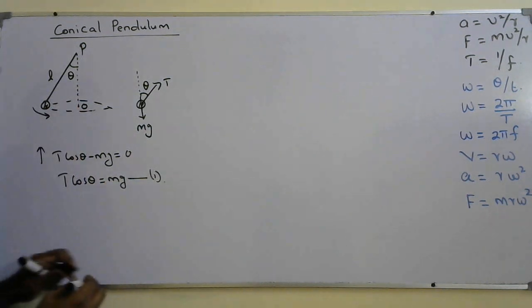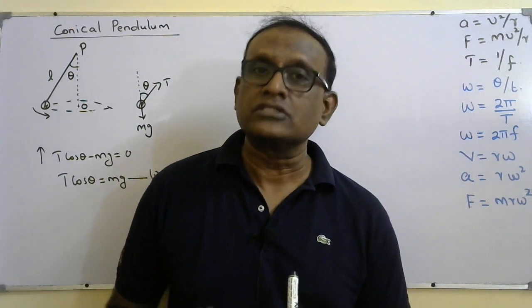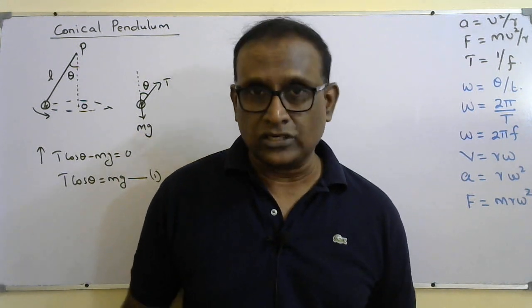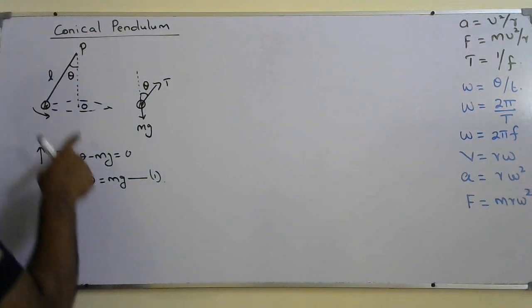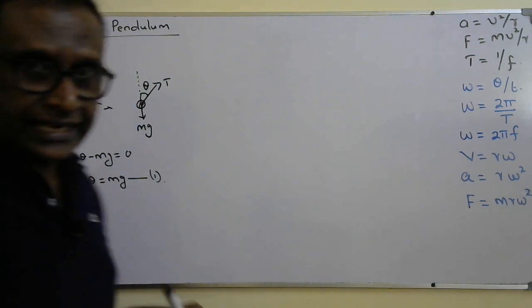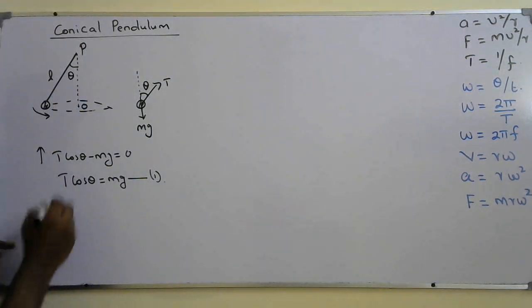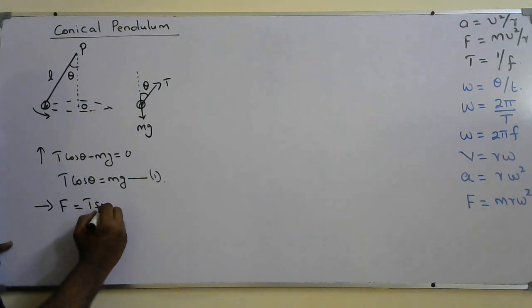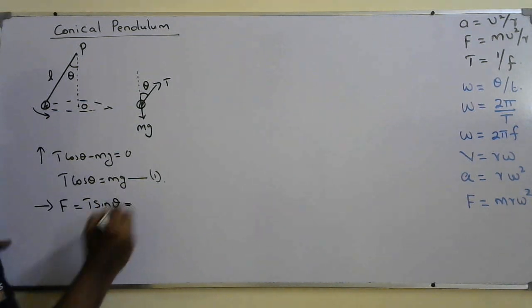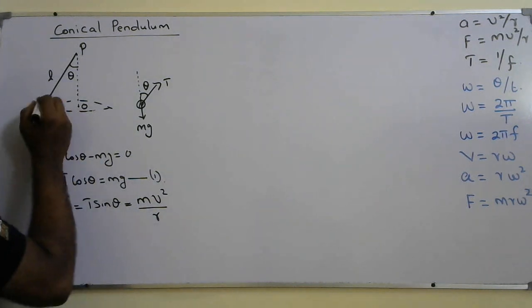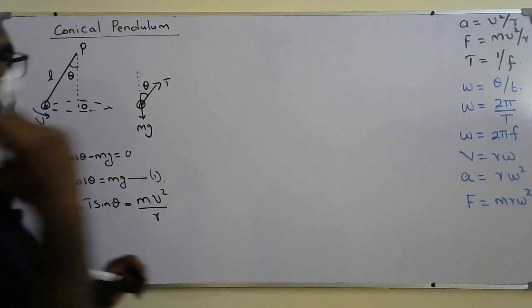O is the center of the circular path. We know centripetal force must be towards the center of the circular path. That's the resultant force towards the center of the circular path. So here the resultant force towards the center is provided by the horizontal component of the tension. So T sine theta is the centripetal force, F equal T sine theta. That must be equal to mv squared over r. Here v is the speed at which it's moving in the horizontal circle.